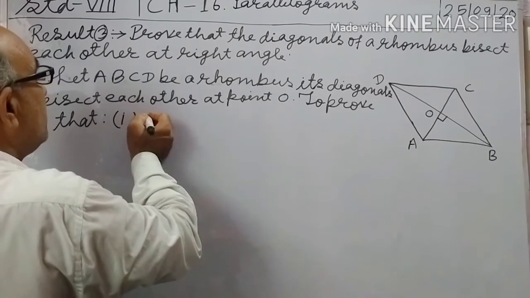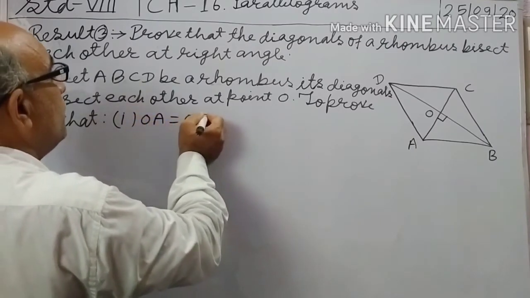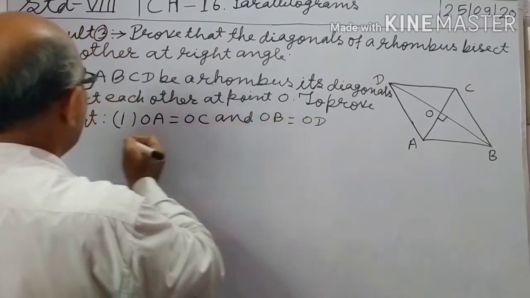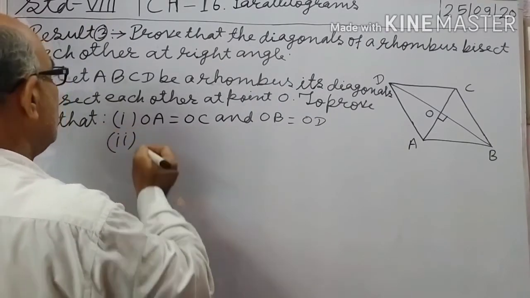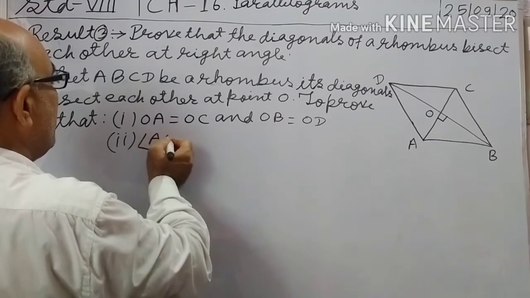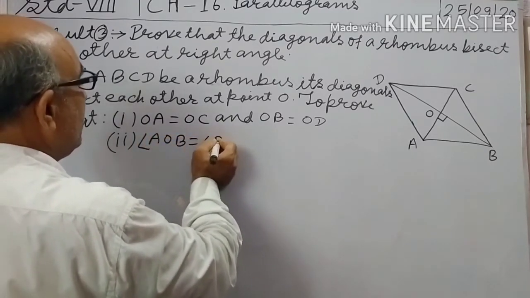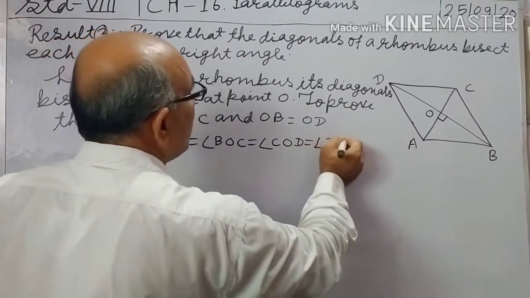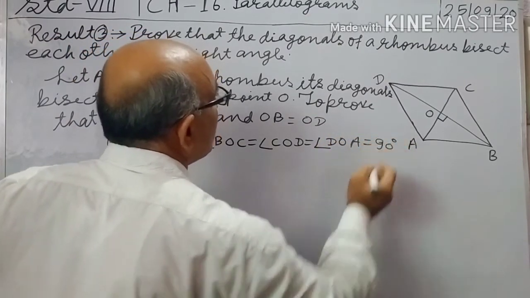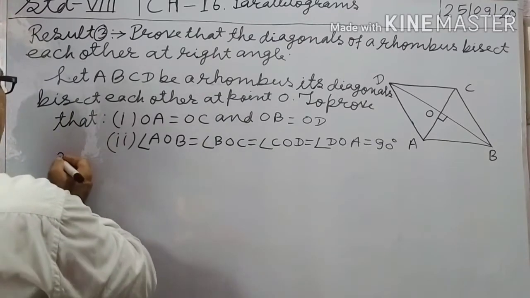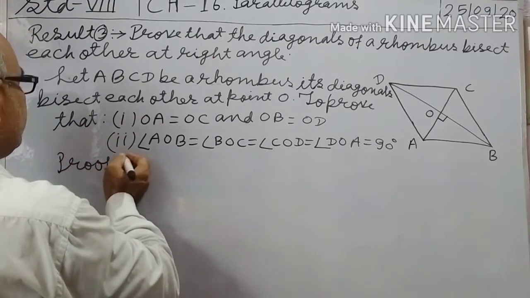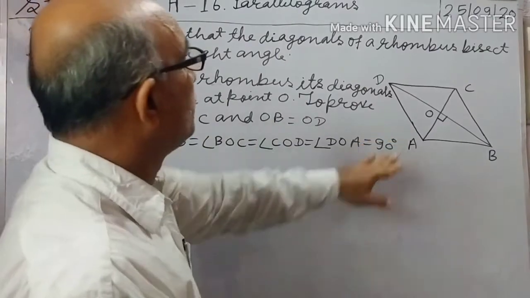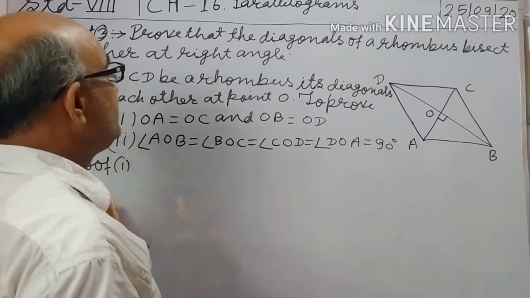One, OA equal to OC and OB equal to OD. Two, at right angle, so angle AOB equal to angle BOC equal to angle COD equal to angle DOA equal to 90 degrees. So first proof 1: diagonals bisect each other.